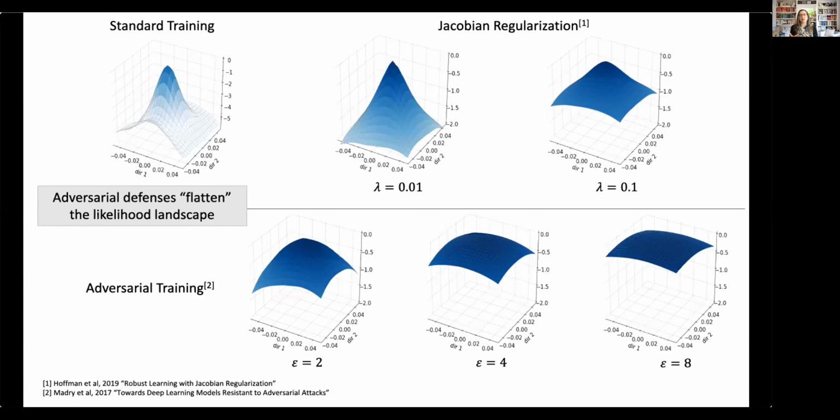So what this means is that these two defenses are inducing similar properties on the model, which is that they're making more and more perturbed samples equally likely under the given model to a clean sample.